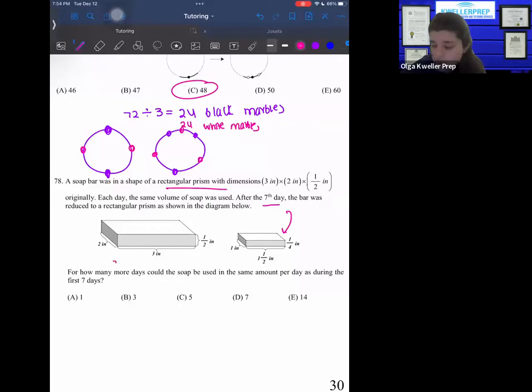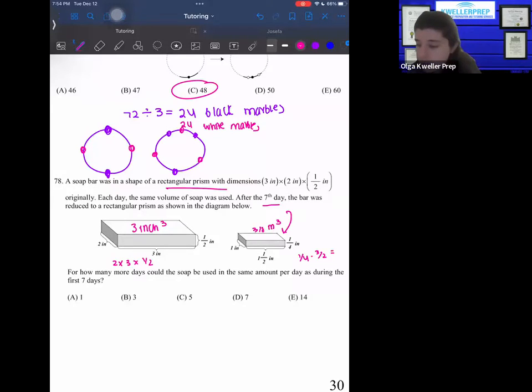So the first thing that I would do is I would say, well, 2 times 3 times 1/2. The volume here is going to be 3 inches cubed, right, of soap. And then the volume here, we have 1 times 1/4, which is just 1/4, times 1/2, so times 3/2. That's going to be 3/8 inches cubed.